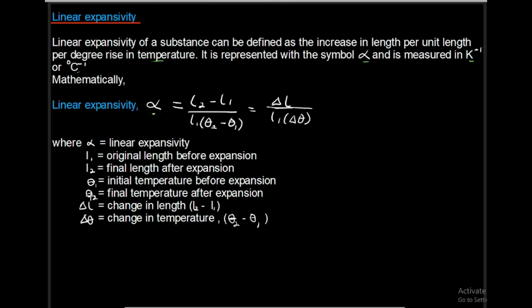You can see it here stated. Alpha is linear expansivity, L1 is the original length, L2 is our final length after expansion, Theta 1 is the initial temperature before expansion, theta 2 is the final temperature after expansion, and delta L is the change in length. Delta theta is the change in temperature.